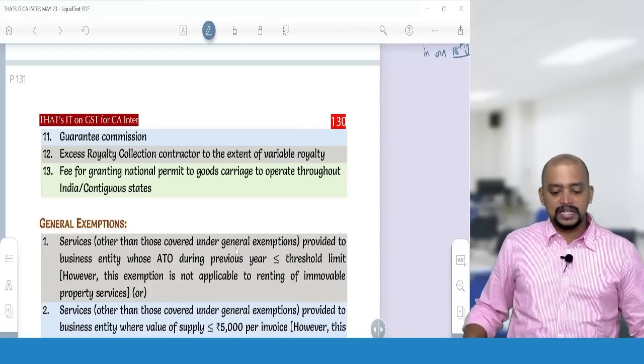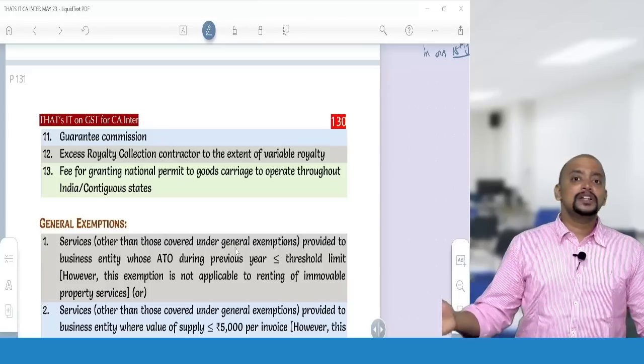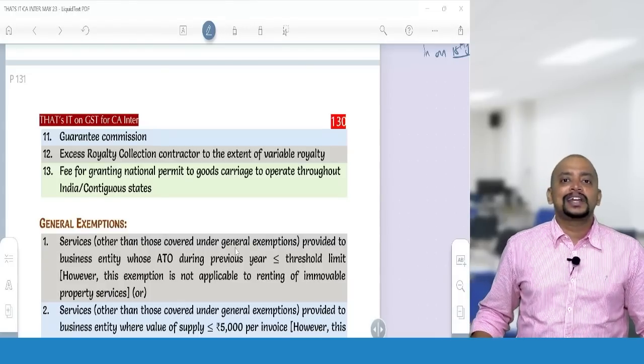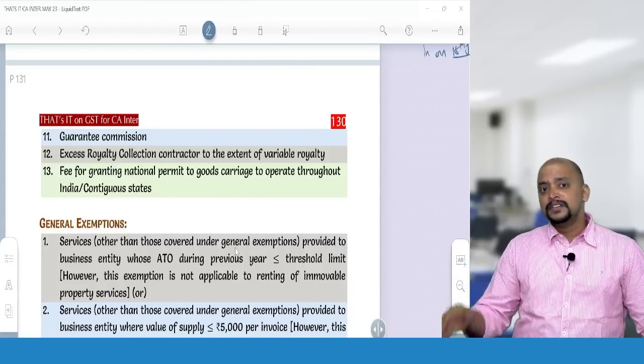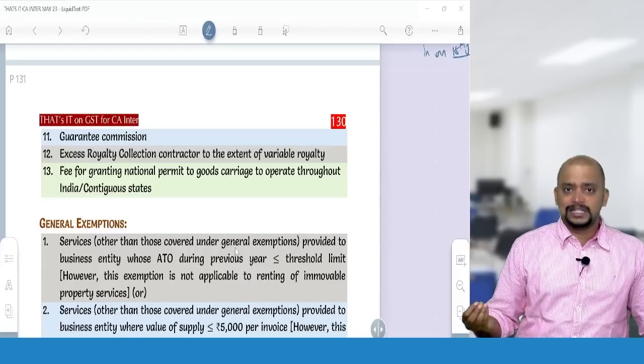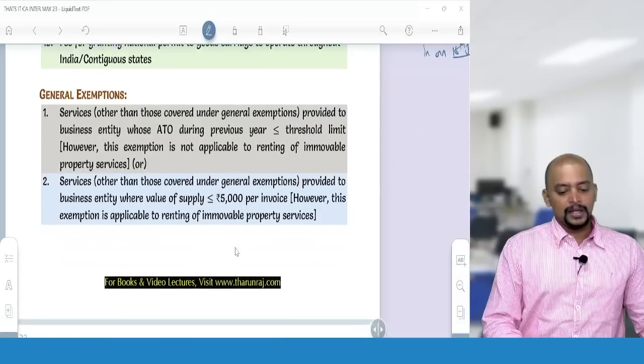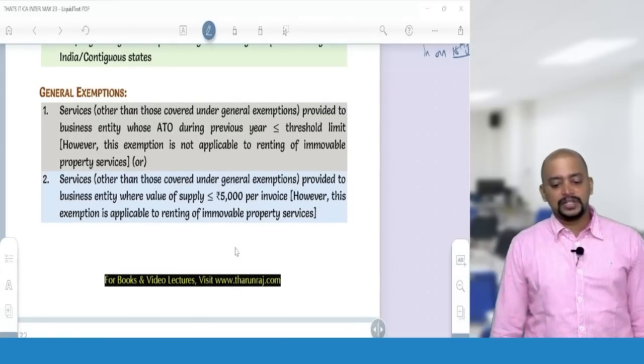will pay GST. Then for crossing two states or between multiple states, when you are transporting goods in lorries, we need to get a national permit or permit charges. That national permit charge will be exempted. Then we have some general exemptions.